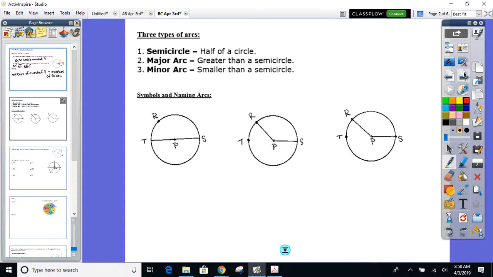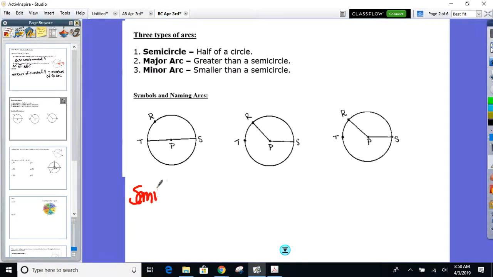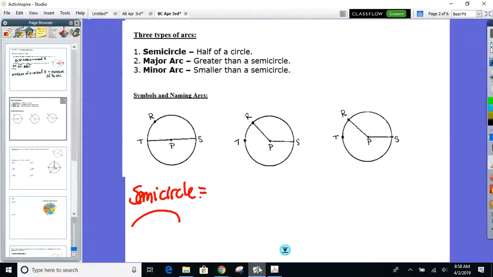Okay, semicircle. Semicircle, half a circle. I'm going to ask somebody right now, diagram 1, name a semicircle. Name an arc that would represent a semicircle here. Arc. What am I looking for here? Name a semicircle by its arc here. T, RS, that's fine with me. TRS. You could also do TS. That was right, too. Going from T to S. That's correct.